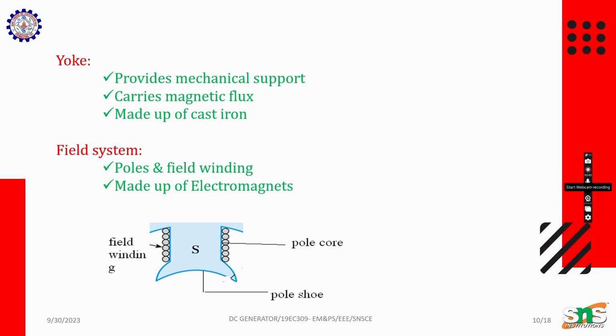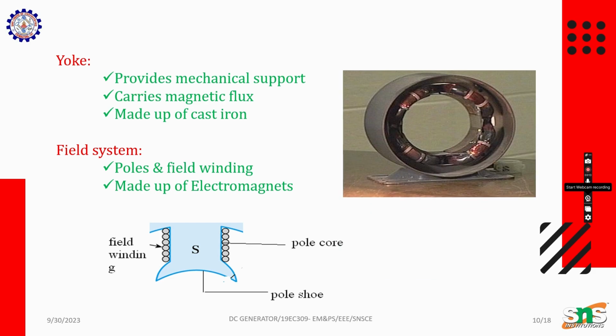What is the purpose of the yoke? Yoke provides the mechanical support and carries the magnetic flux. It can be made of either cast steel or cast iron. What is the purpose of a field system? The field has poles and field winding, which is made up of electromagnets. In the field system, we have pole shoe, pole core, and field winding. This is the field winding, and the outer part is called the yoke.